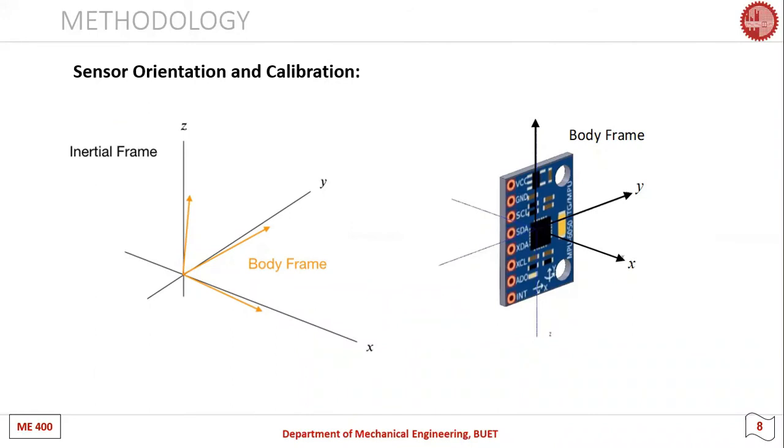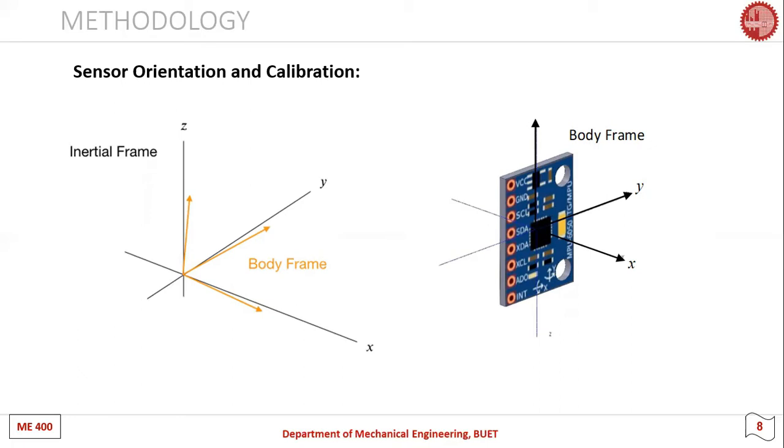One important aspect of an accelerometer is its orientation and calibration. The coordinates of the sensor body is called the body frame, and the coordinates of the surroundings is called the inertial frame. However, the sensor frame of reference is not always aligned with the inertial frame. Therefore, the usual method is to find the offsets of the body frame from the inertial frame and subtract the offsets from the readings to convert the body frame readings to inertial frame readings.